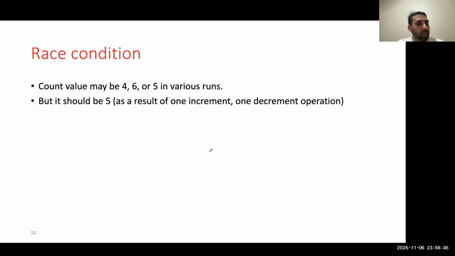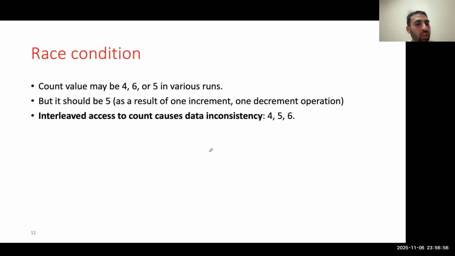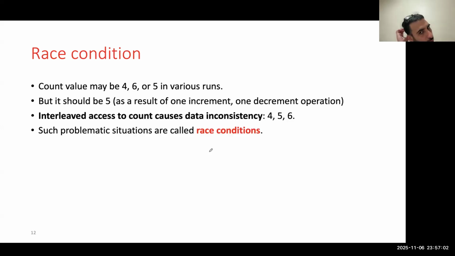So, in this race condition example, the count value can be 4, 6, or 5 in various runs, but it should be 5 as a result of one increment and one decrement. Only 5 is the correct value, right? So interleaved access to the count variable causes data inconsistency, and such problematic situations are called race conditions.